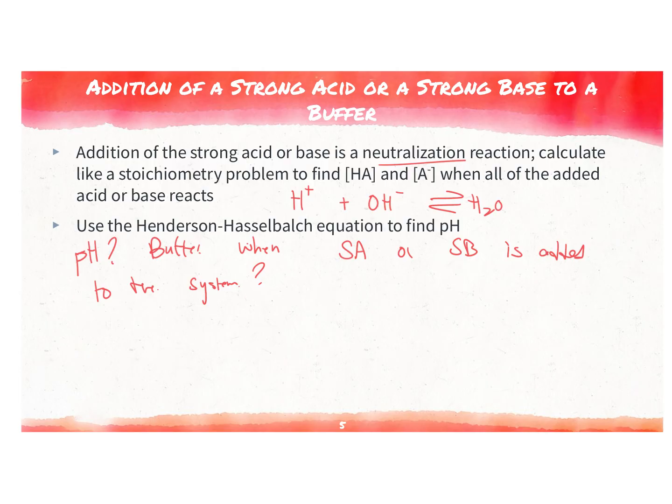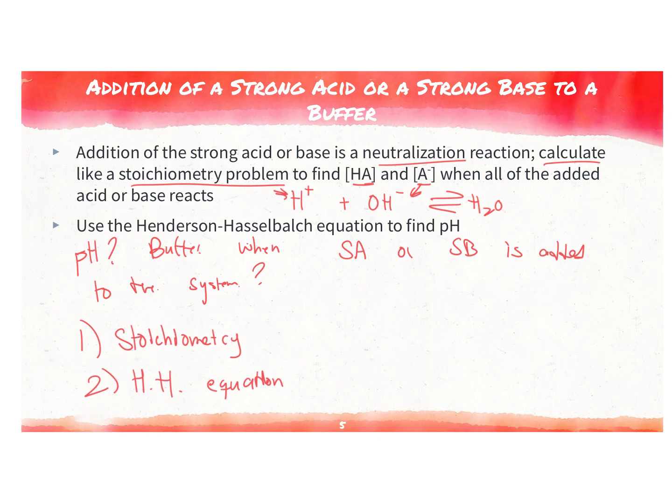Now, depending on whether you add acid or base: if you're adding acid, you're giving it H plus. If you're adding base, you're giving OH minus. So you're going to calculate it just like a stoichiometry problem to find the concentration of HA and A minus, then use the Henderson-Hasselbalch equation. So first, stoichiometry. Second, the Henderson-Hasselbalch equation. That's essentially the workflow we're going to do for this.